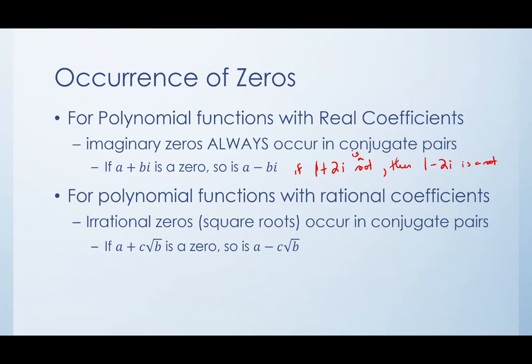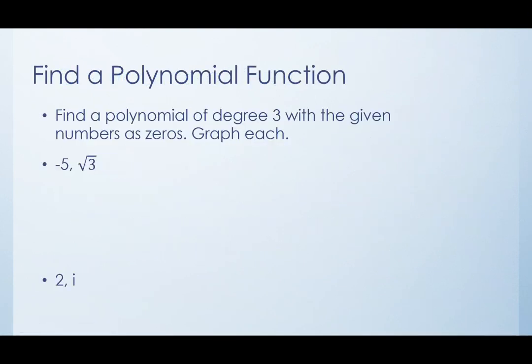And the same thing goes for polynomial functions with rational coefficients. If you have an irrational root, like a square root or cube root or whatever, they're going to occur in conjugate pairs. So if we have, let's say, 3 minus root 5 as a root, then 3 plus root 5 is also a root. So we can use that to say, hey, if I say I got a polynomial of degree 3, and I tell you some of the roots, but not all of the roots, we know enough to provide the rest of the roots, though, right?